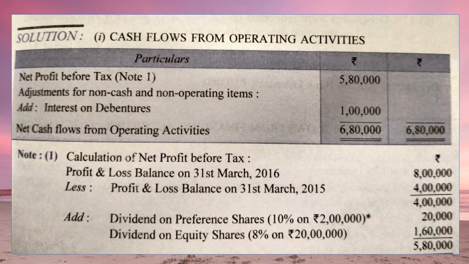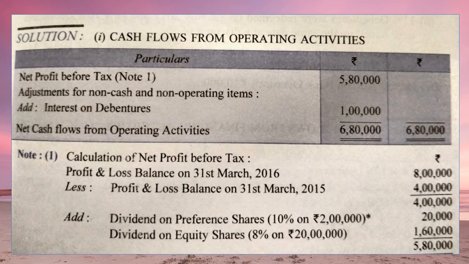Part solving cash flow from operating activities. Note number one. Calculation of NPBT. NPBT means net profit before taxes. Profit and loss account on 31st March. It was given to you 8 lakh, then 4 lakh. It means rupees 4 lakh profit. The business has earned rupees 8 lakh minus rupees 4 lakhs. Rupees 4 lakh they are remaining.